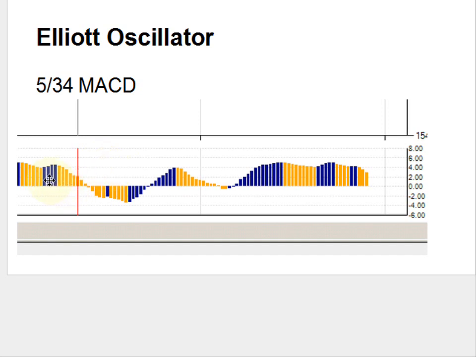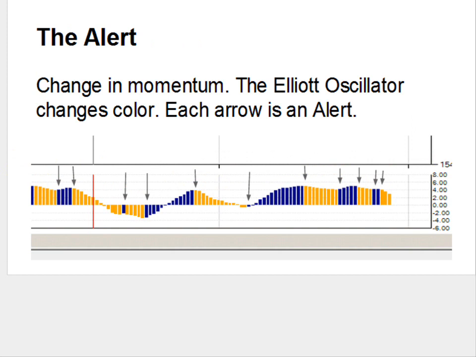When the bar is blue, it means that momentum is higher than the bar immediately preceding it. And when the color is orange, that means that momentum is lower. The numerical value of that bar is less than the bar immediately preceding it. So just by looking at the Elliott Oscillator, you can tell if momentum is increasing or decreasing.